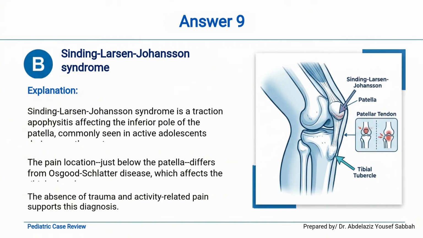Sinding-Larsen-Johansson syndrome is a traction apophysitis affecting the inferior pole of the patella, commonly seen in active adolescents during growth spurts. The critical distinguishing feature is the pain location, just below the patella at its inferior pole, which is distinctly different from Osgood-Schlatter disease where pain is at the tibial tubercle, lower down on the leg.